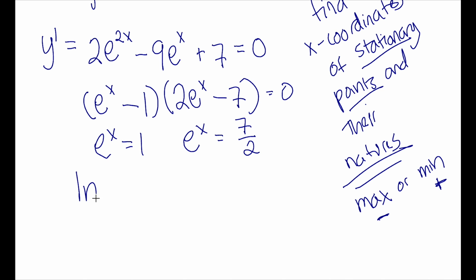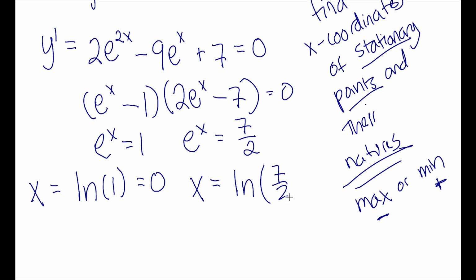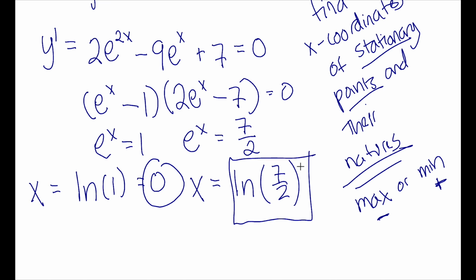So take ln of both sides. x equals ln 1, which equals 0, because anything to the power of 0 will give you 1 as an answer. Here I'm just going to leave my x value as ln of 7 over 2. So these are the two answers to part 1.